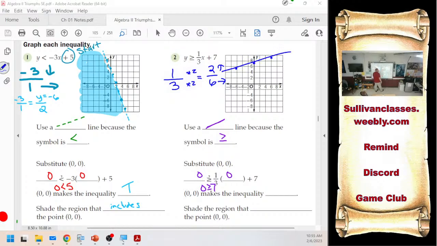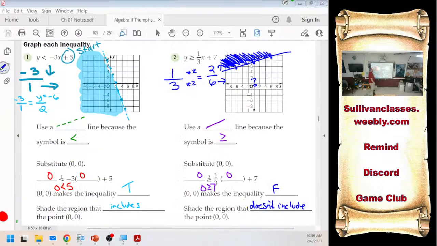Solid line. Plug in 0. Last I checked, 0 is not greater than 7. So, since it's false, I'm going to shade the region that doesn't include 0, 0. I'm going to shade everything up here. Okay. I think the toughest part of this isn't even the graphing, it's the graphing on the scale, right?